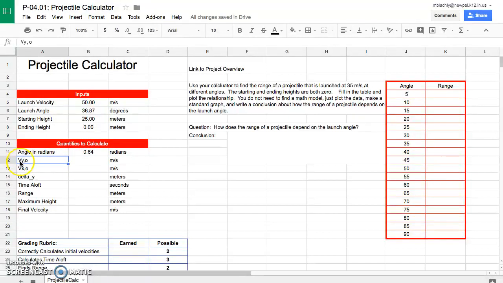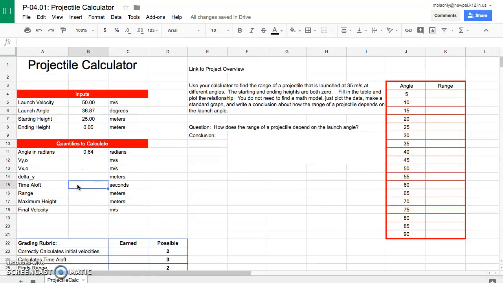How would you find the velocity in the y direction initial? So you're going to write a formula using these values, things you've already calculated perhaps, the angle in radians, and if you need to, g or whatever, you're going to write a formula to find the velocity initial in the y direction, the velocity initial in the x direction. Delta y, which is pretty easy, that will simply equal y final minus y initial.